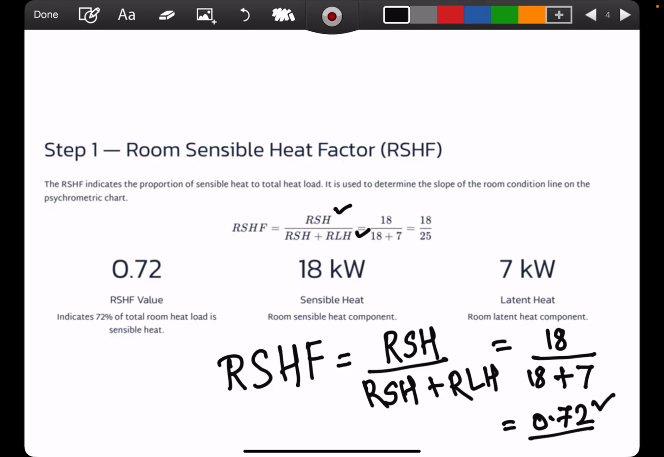Once you get this room sensible heat factor value, you can plot it on the psychrometric chart. On the psychrometric chart, you will find that there is a sensible heat factor scale over here. On that, you are supposed to look at 0.72.